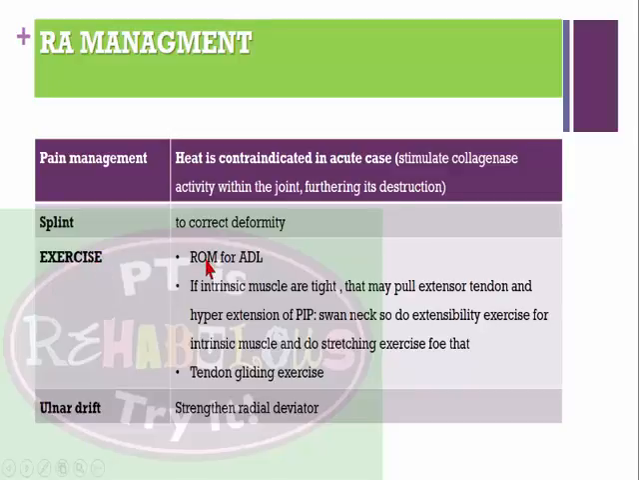Exercise: we have to start range of motion for activities of daily living. If intrinsic muscles are tight, that may pull the extensor tendon and cause hyperextension of your proximal interphalangeal joint, for example swan neck deformity. So for extensibility of intrinsic muscles, we have to do stretching exercise. Tendon gliding exercise, we have already explained why it is helpful. And if the patient has ulnar drift, strengthen the radial deviator, so that will prevent the ulnar drift.